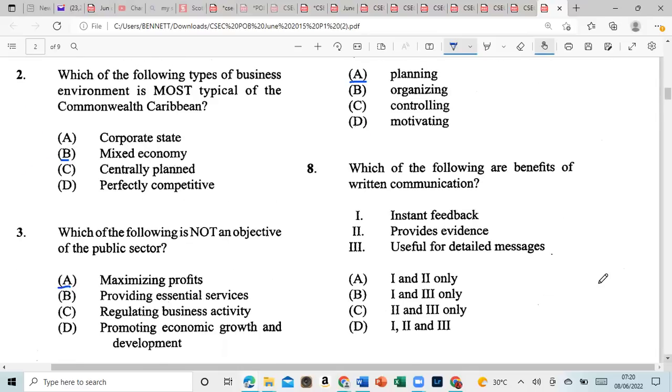Number 8, which of the following are benefits of written communication? 1, instant feedback, 2, provide evidence, 3, useful detail for messages. What do you guys say? 2 and 3 only. Instant feedback is not, rather.